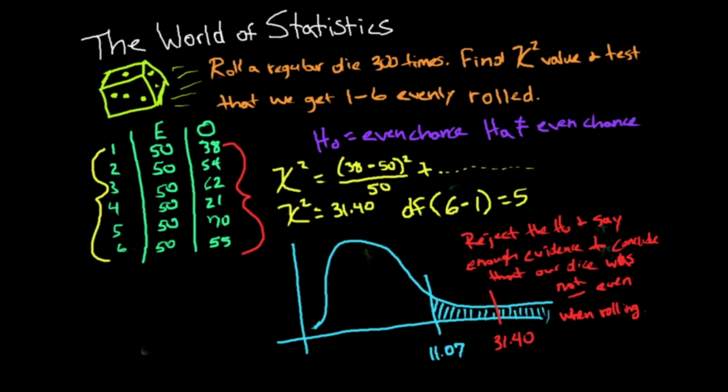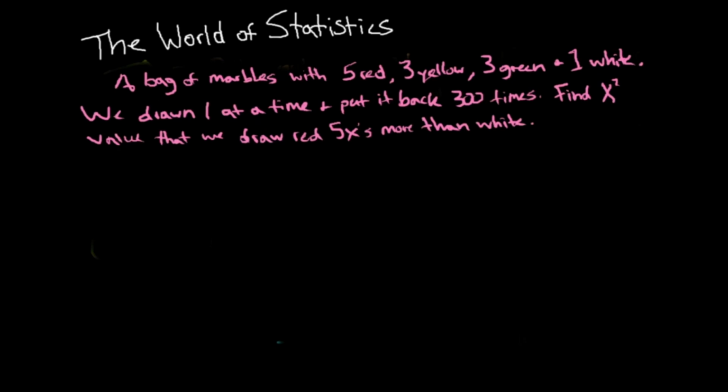Okay, so we have a bag of marbles, everyone's favorite type of question, I'm assuming, with 5 red, 3 yellow, 3 green, and 1 white ball. So we draw one at a time and we put it back 300 times. So what we're asked is to find the chi-squared value that we draw a red marble 5 times more than a white. And you can see that because we have 5 times as many, right? We have 5 times 1 is 5, so 5 times as many reds as whites. So we want to test to see if that's actually true.